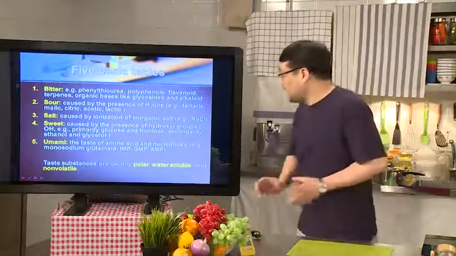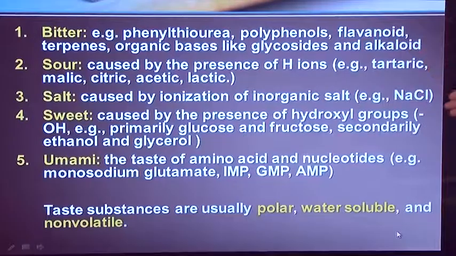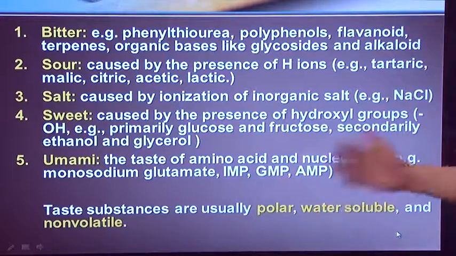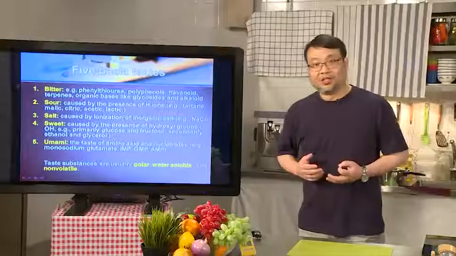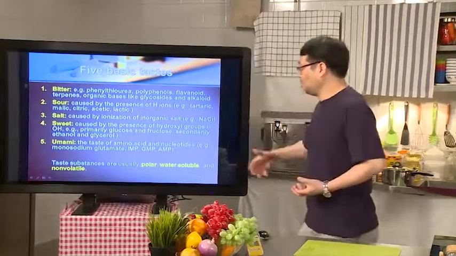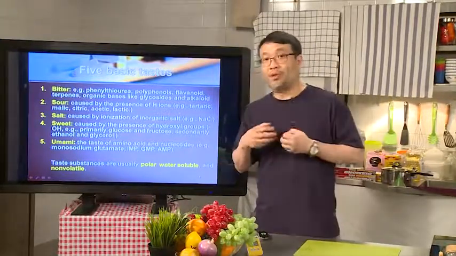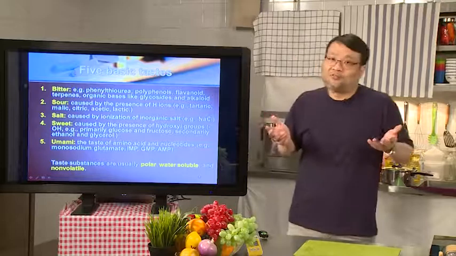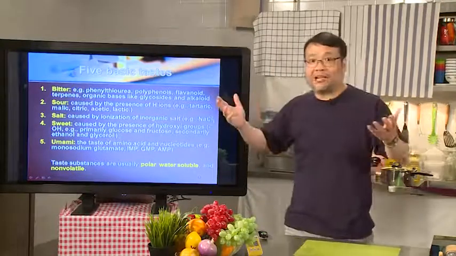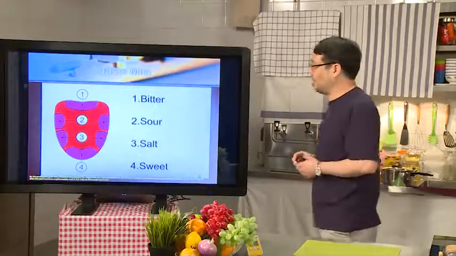Now, these taste substances have one common property. Whatever it is, acid, minerals, polyphenols, or amino acid, they are all polar. That means they carry charges. And they are water soluble, so that they can easily be dissolved in the water. When we taste, we want them to be in the water as a solution so that we can perceive them. Most of them are relatively stable in water because they are not volatile. So they're not going to be vaporized and disappear gradually, all right? So this is the collection of taste that we're going to sense.